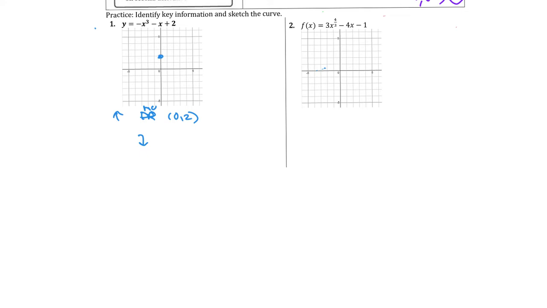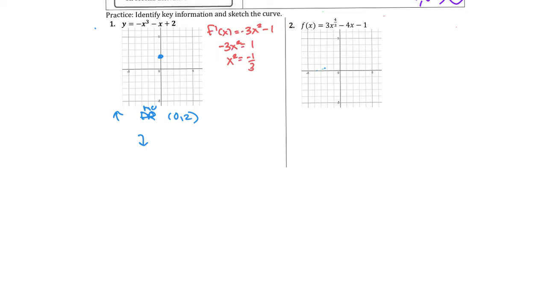Now I'm going to find my first derivative. So f prime of x is going to equal negative 3x squared minus 1. And I'm going to figure out where that first derivative is equal to 0. Negative 3x squared minus 1 equals 0. That's going to give me negative 3x squared equals positive 1 if I divide by negative 3.